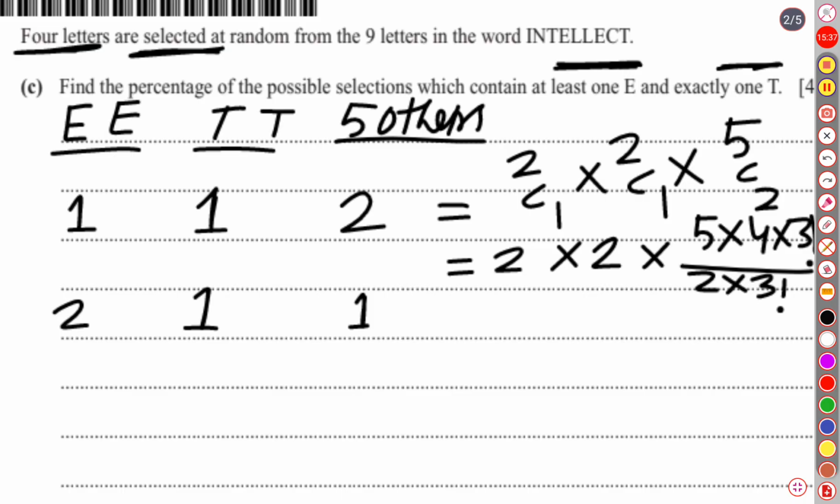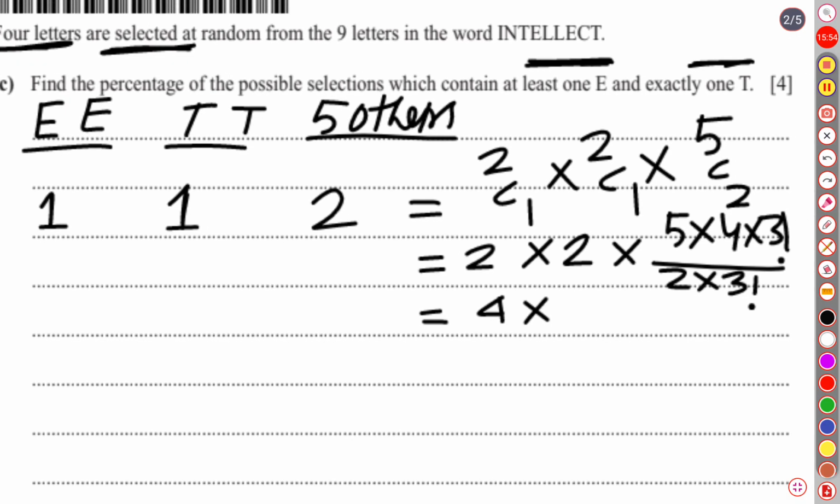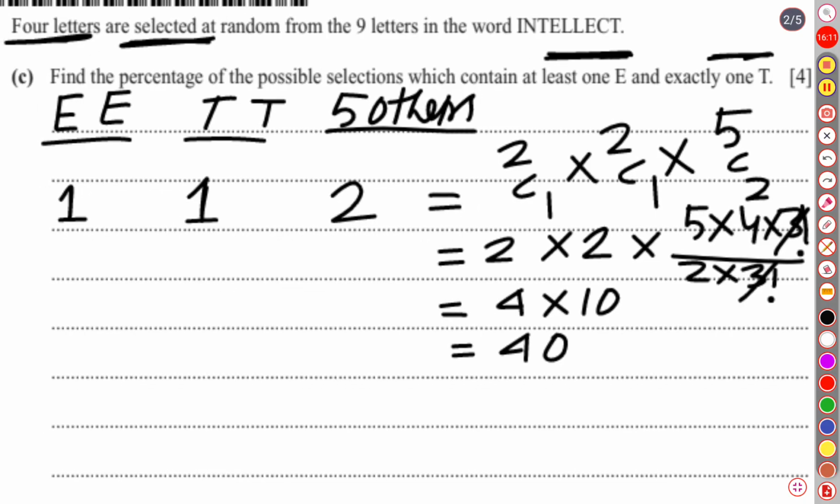So finally, what is it going to be? We will have to erase this part. Finally, we are getting 2 twos are 4 into 5 into 4 into 3 factorial over 2 into 3 factorial, and the 3 factorials dissolve each other. There remains 20 over 2, so it is going to be 10. So finally, there are 40 ways of selecting these letters. So that was the first possible case, and the second possible case was what?